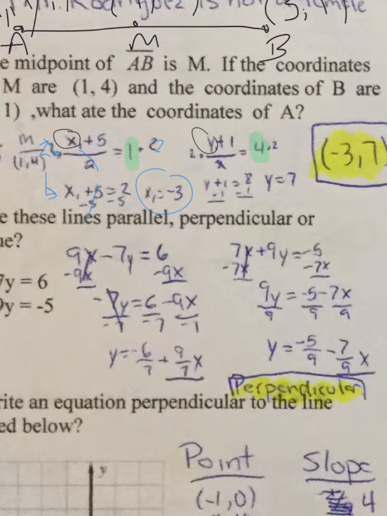Same thing with y: multiply both sides by 2, which cancels out the denominator. 4 times 2 is 8. You have y + 1 = 8. Minus 1 is going to give you 7. And so your point is at (-3, 7).